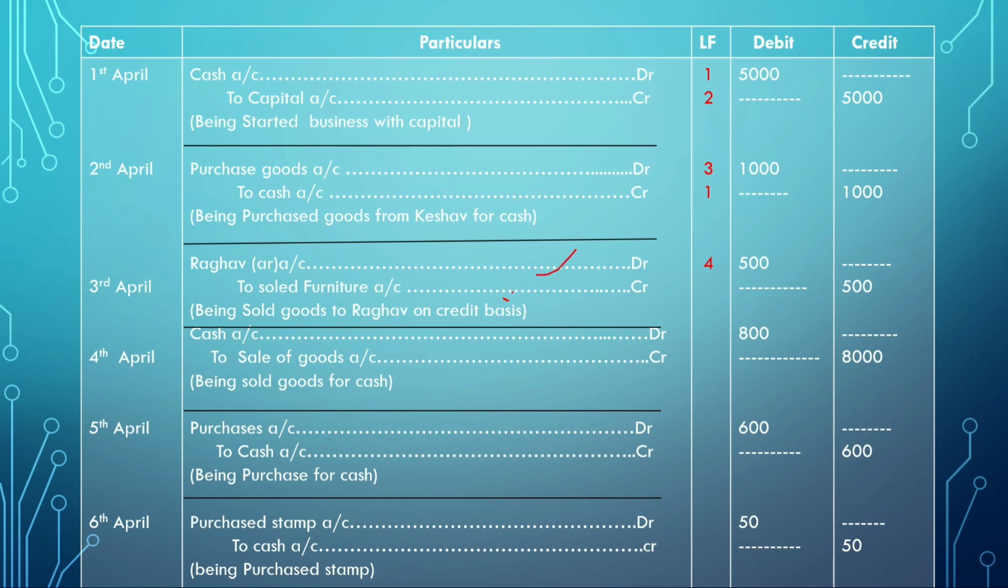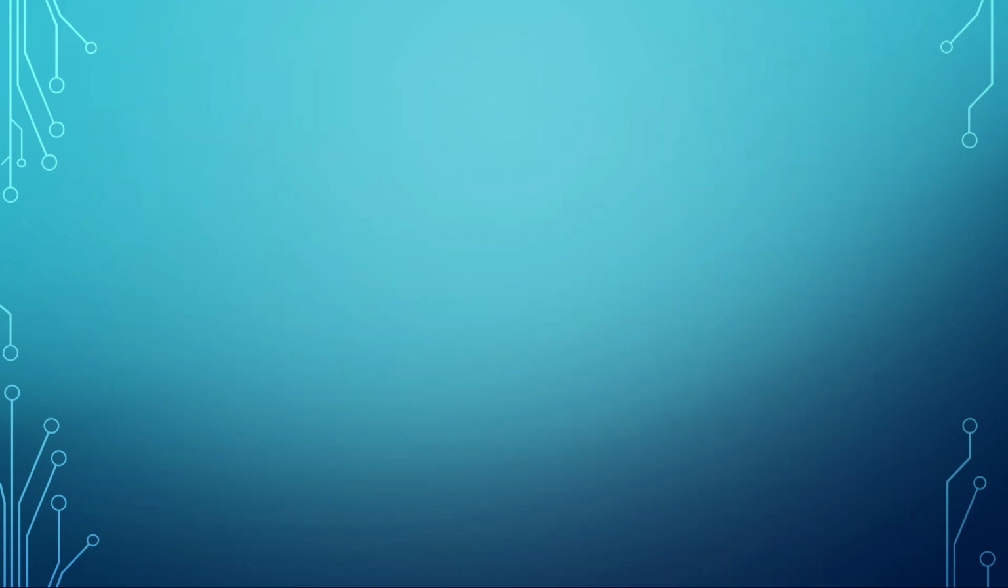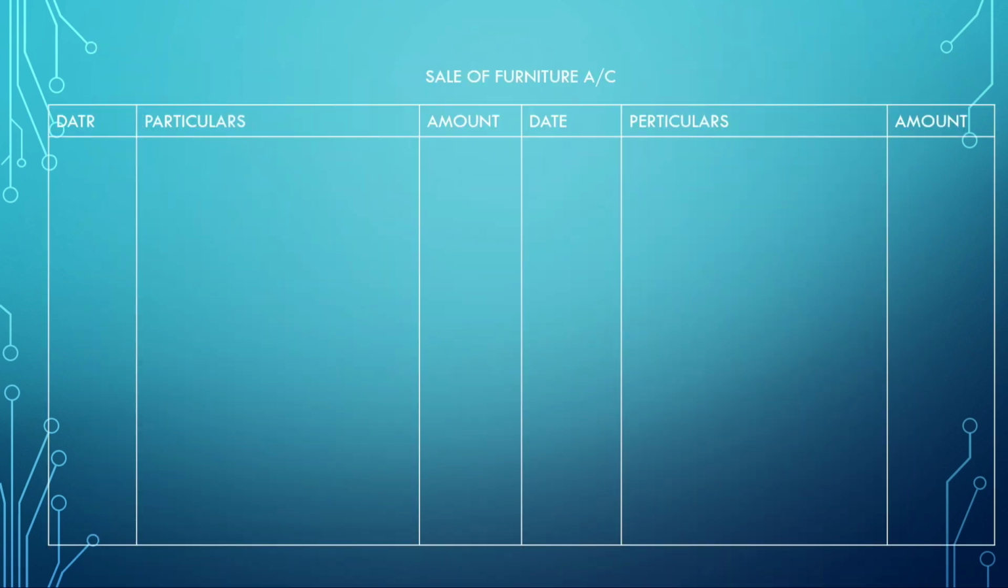Now we'll go with the sale of furniture account. The sale of furniture account is a credit. Sale of furniture credit happened on 3rd April. So we'll open the sale of furniture account. It happened on the 3rd. Sale of furniture is a credit, so we'll post on the credit side, which is the right-hand side. The date is the 3rd, the amount is 500 rupees. The furniture was going out and Raghava will pay the cash. It's a credit sale, so it is an account receivable.